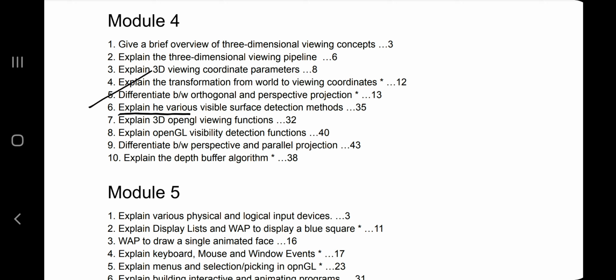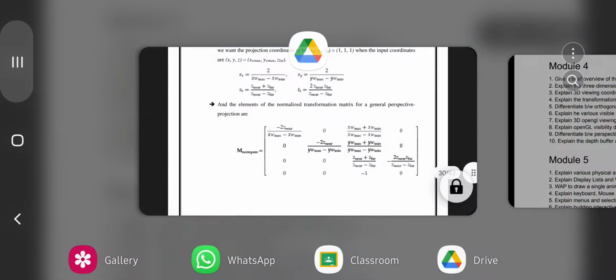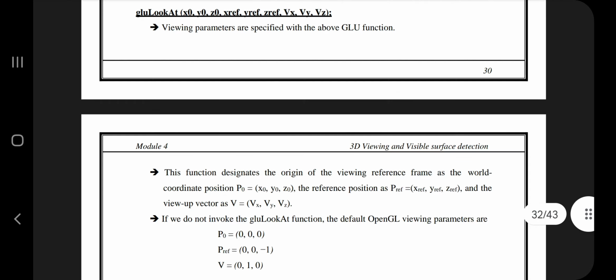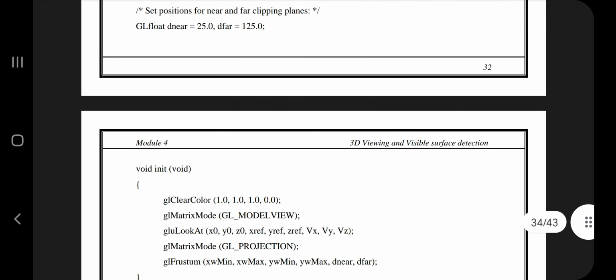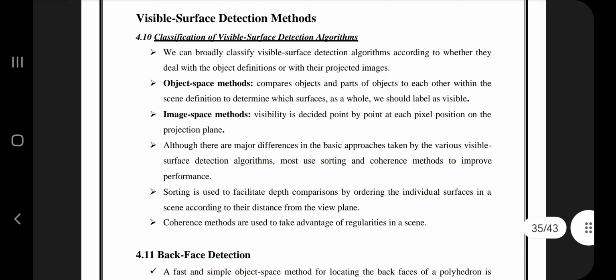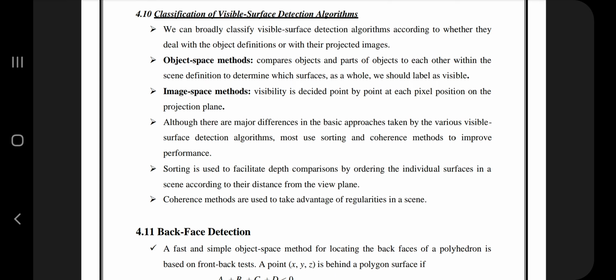Then we have explained the various visible surface detection methods. So what are the various visible surface detection methods? It's in page number 35. So after this, the questions are not that important, just for your information, and if they ask, you can write that one. But last question is there, depth buffer method. That's an important question. Okay, so here there are 2 methods, object space method and image space method.